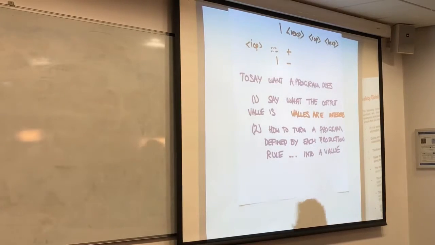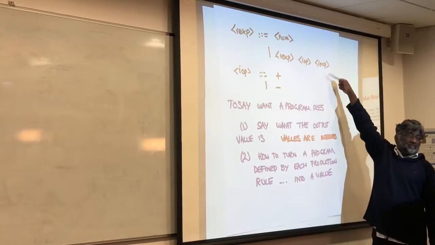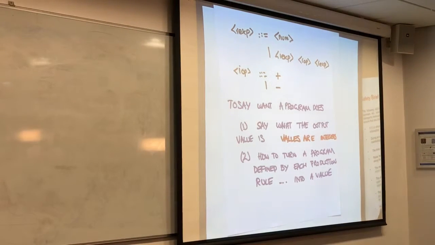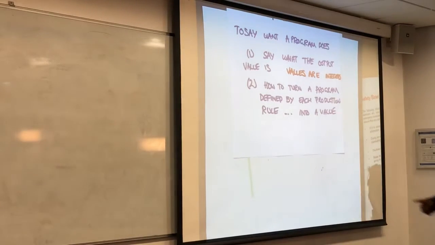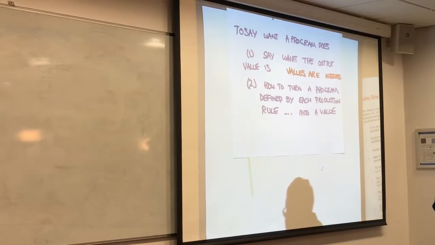If you just look at it, it's clear that if you type something like this into the terminal and press return, you ought to get an integer back. So that's what the values are. And you'll see later on, we've got to choose what values are. And then we have to say, how do you turn a program defined by each of these production rules into a value?